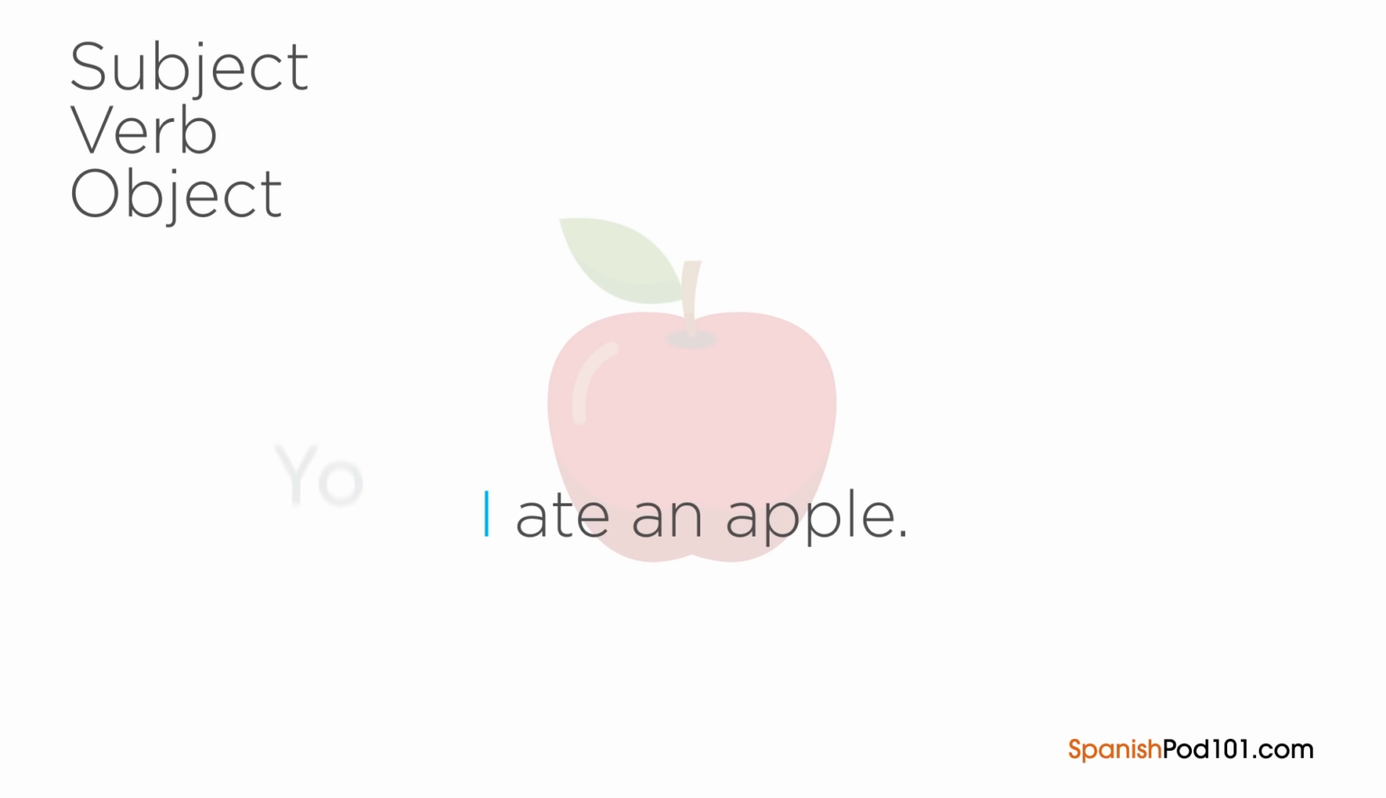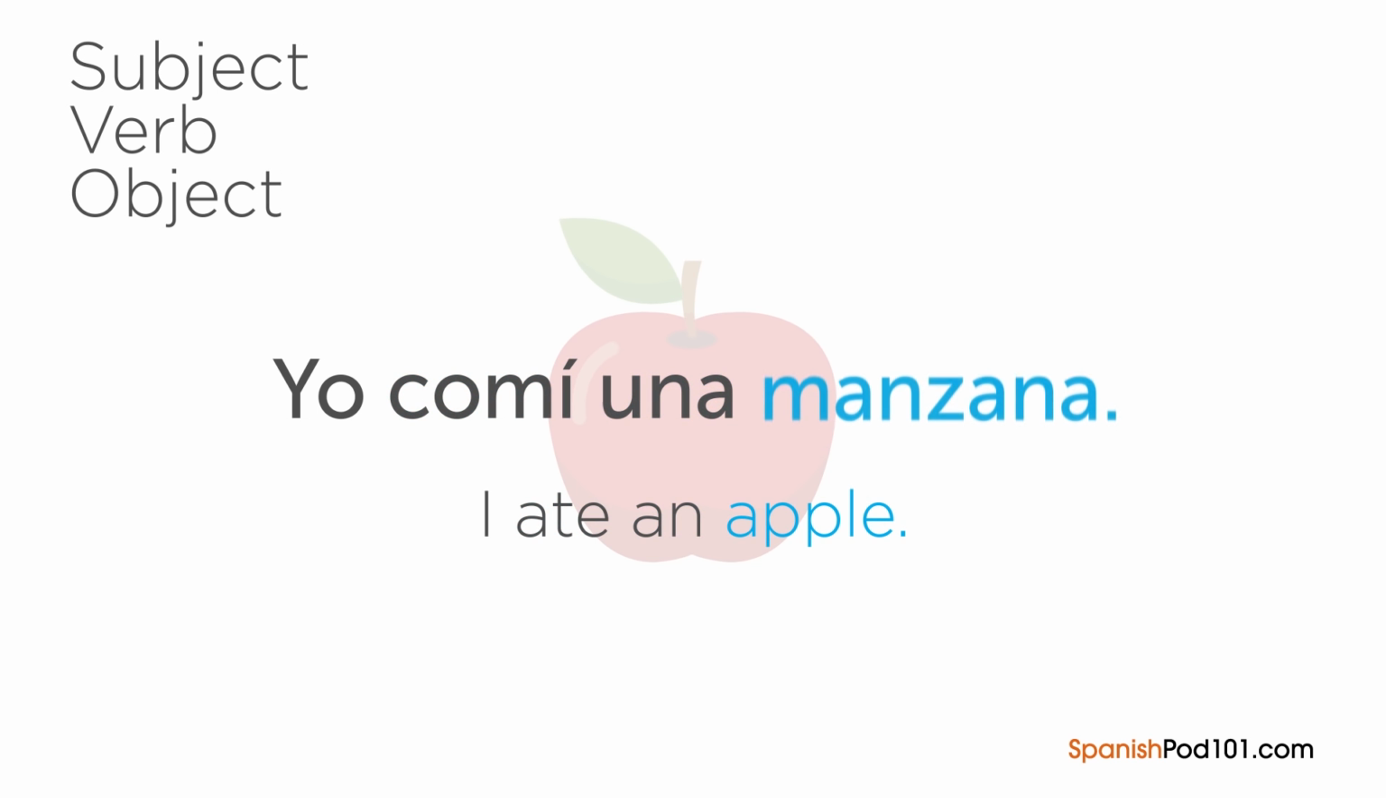I in Spanish is yo. Ate in Spanish is comí. An is una, and apple is manzana. Altogether, it's yo comí una manzana. So, I ate an apple in Spanish is Yo comí una manzana. You can form nearly all basic sentences in Spanish just by following the SVO word order.